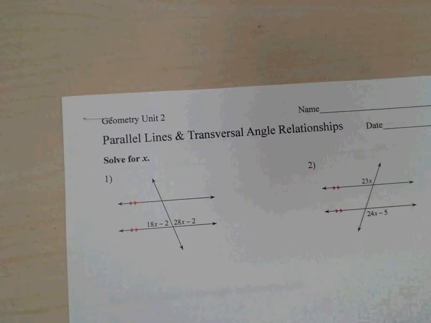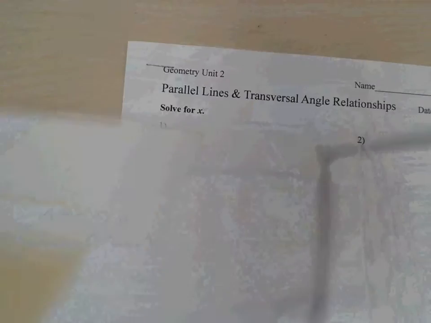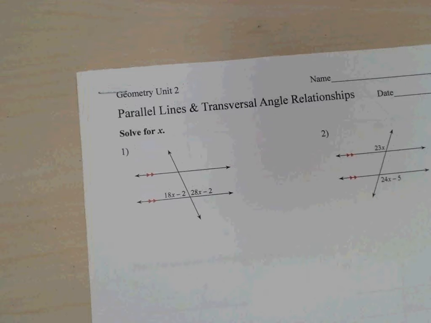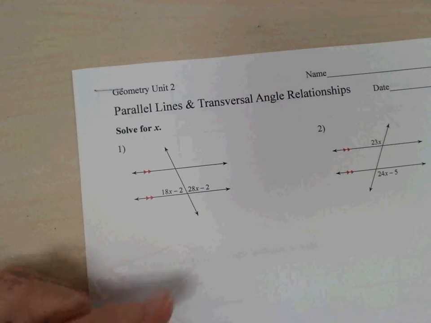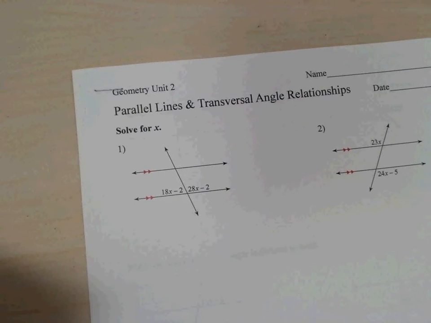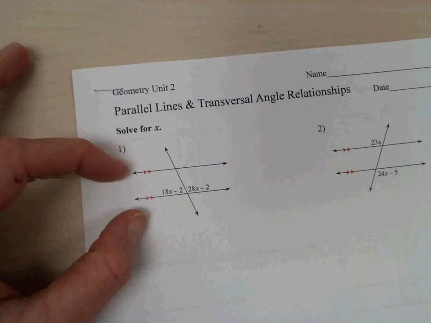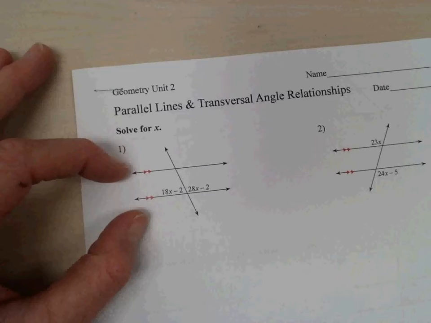This is parallel lines and transversal angle relationships. So this is part 2 essentially of the notes that we just completed on page 8. We're on page 8 of our interactive notebooks here. Building on angle pairs, the first thing you want to do when you see this kind of a picture is to make sure that the lines that look parallel are parallel.